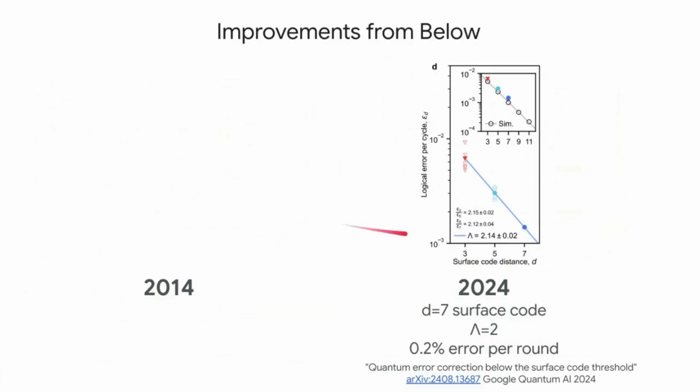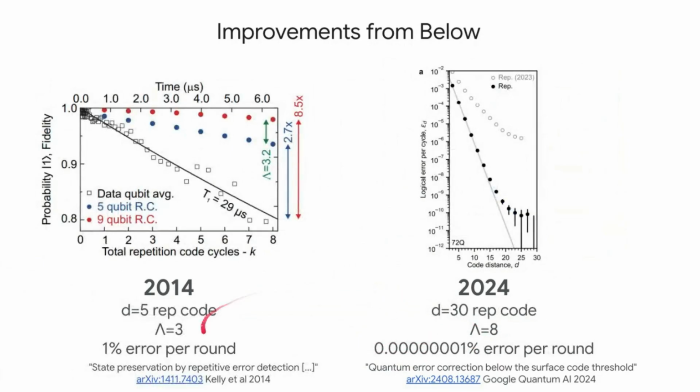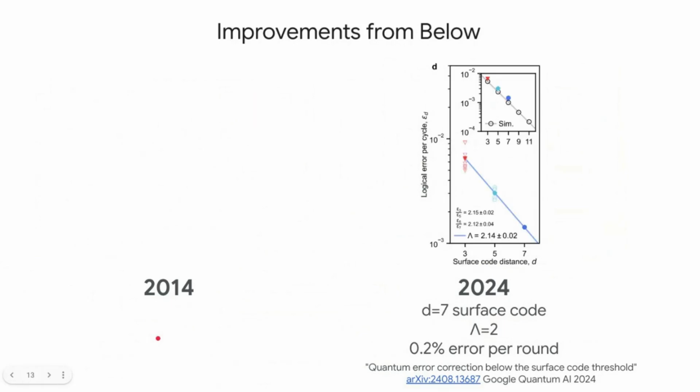And then here's the surface code comparison between 2024 and 2014. As you can see in 2014, and then in 2024, there's a lambda of 2 with 0.2% error per round. It's 2.14 actually, plus or minus 0.02. Look, I'm clearly rounding. I really don't trust that.